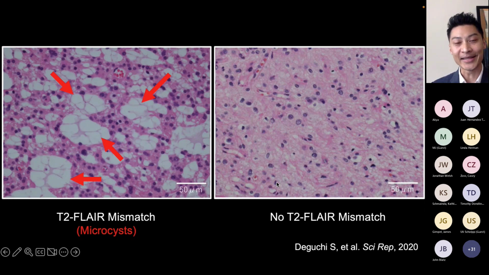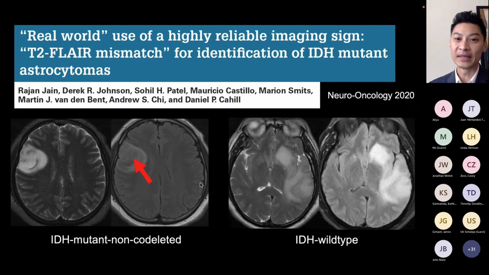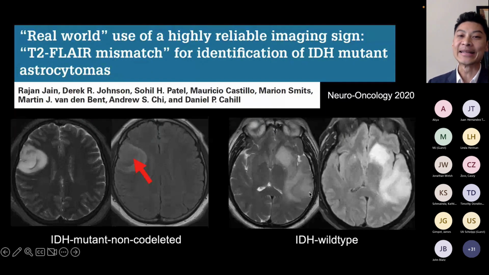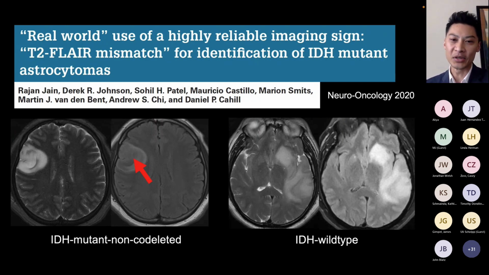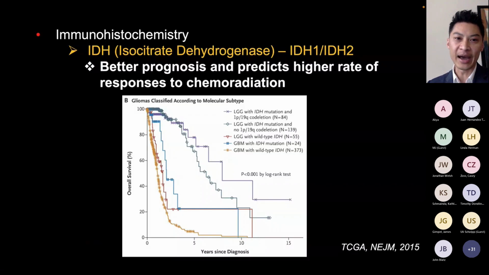Now, this sign is highly specific, but not very sensitive, meaning that if you have the T2 flare mismatch sign, your likelihood of being an IDH mutant astrocytoma is going to be much higher. But if you don't have that sign, that doesn't necessarily mean you're not an IDH mutant tumor. You could be either IDH mutant or IDH wild type. So that's essentially how I interpret that.